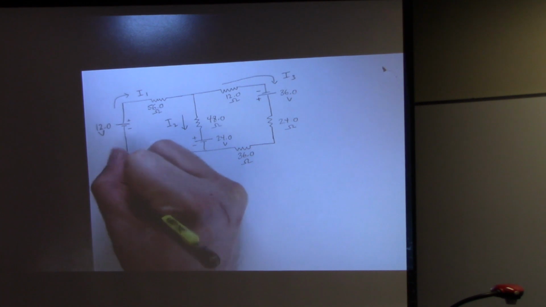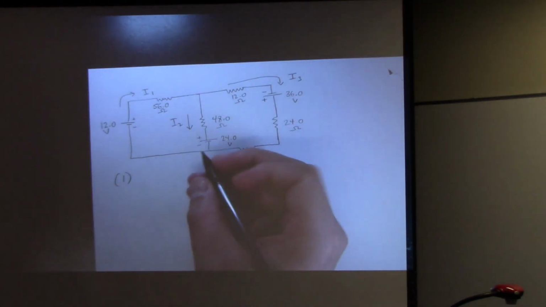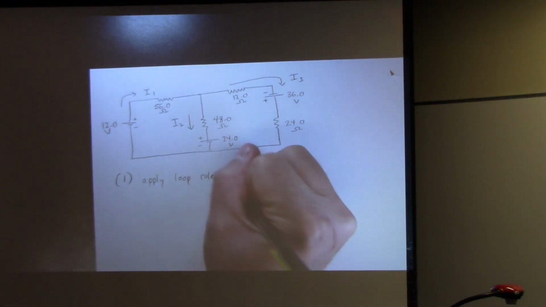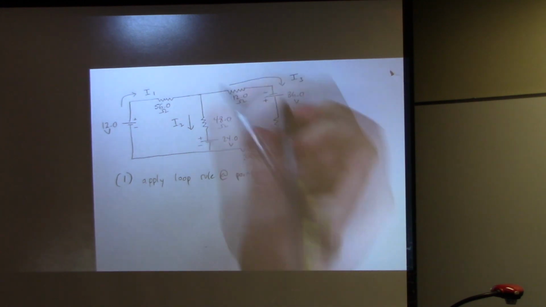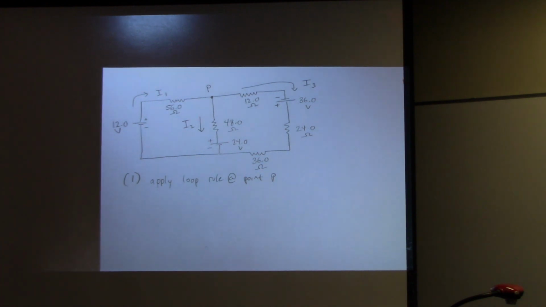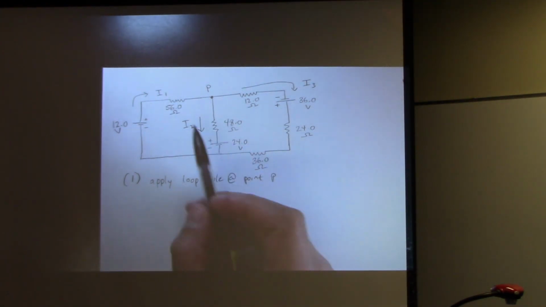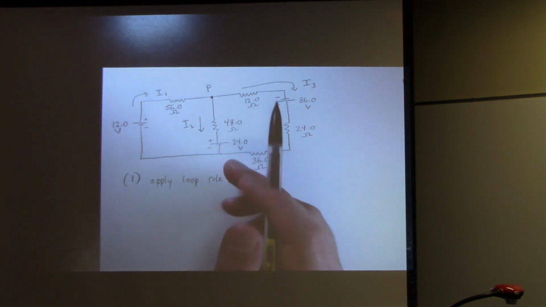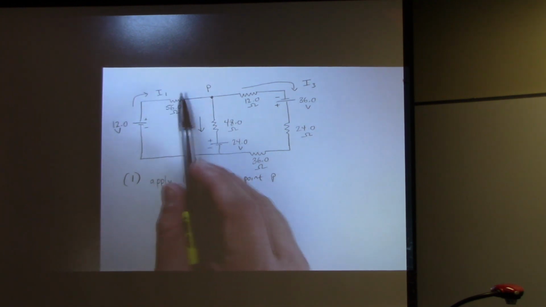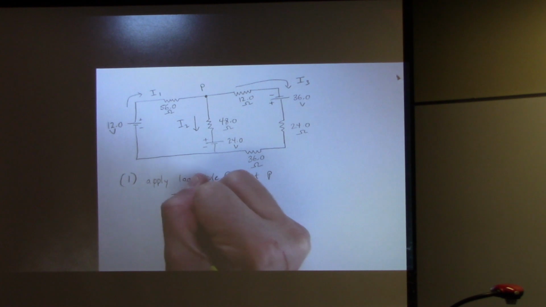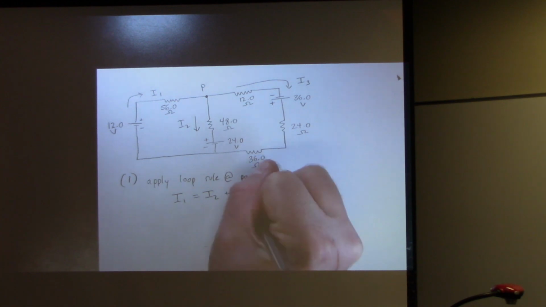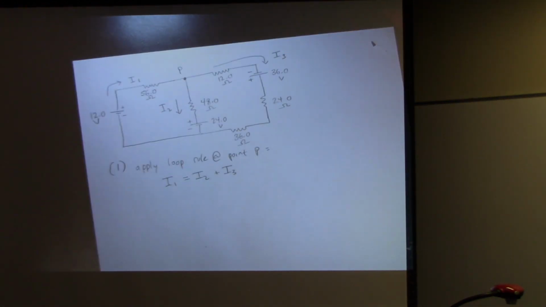Let's just generate the equations. So equation number 1 is to apply the junction rule at point P. And point P, by the way, is up here. That's the junction point we're talking about. So remember, the junction rule says the sum of all the currents going into the junction equals the sum of all the currents going out of the junction. In this case, we only have one current going into the junction, that's I1. But we have 2 currents going out of the junction, which are I2 and I3. So that's our first equation: I1 = I2 + I3.